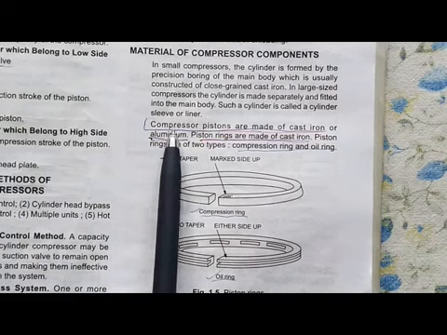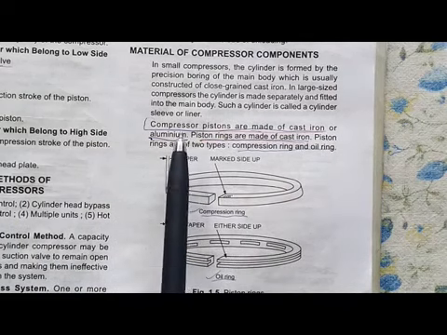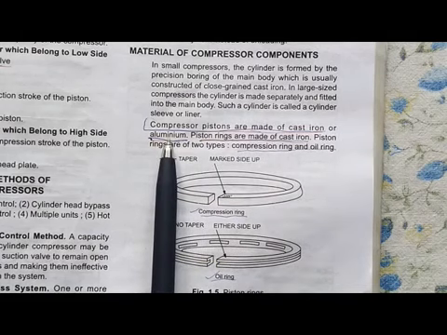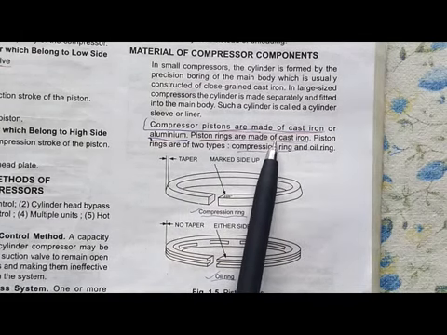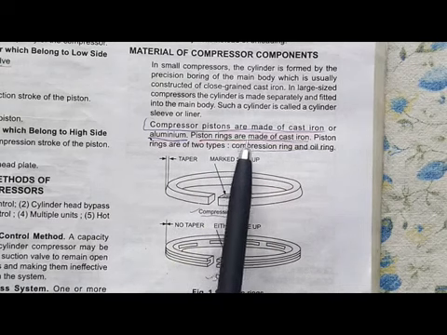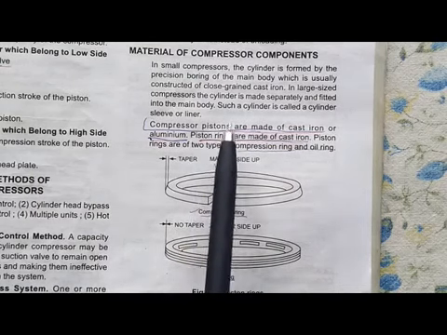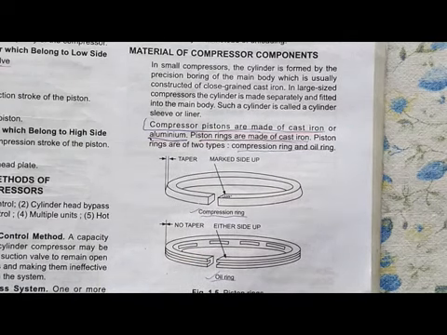Okay, material of compressor components. The compressor pistons are made of cast iron or aluminium. Piston rings are made of cast iron. Remember that the piston rings are made of cast iron, and the pistons are made of cast iron or aluminium.